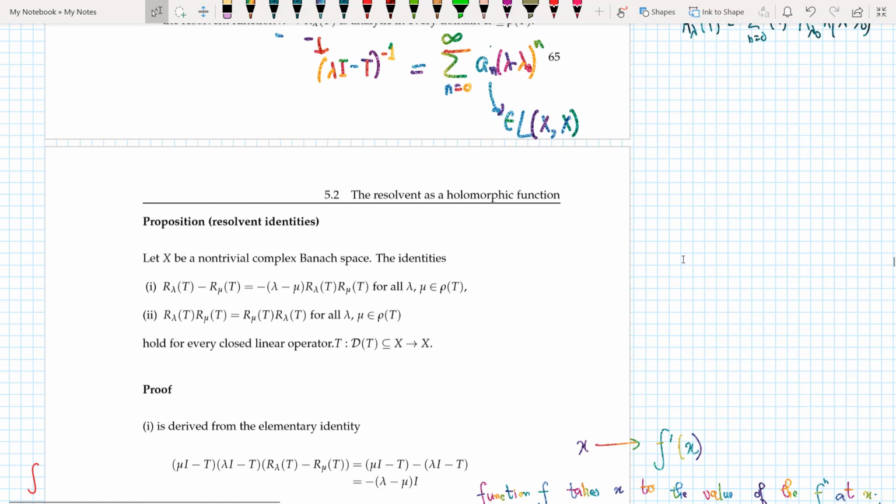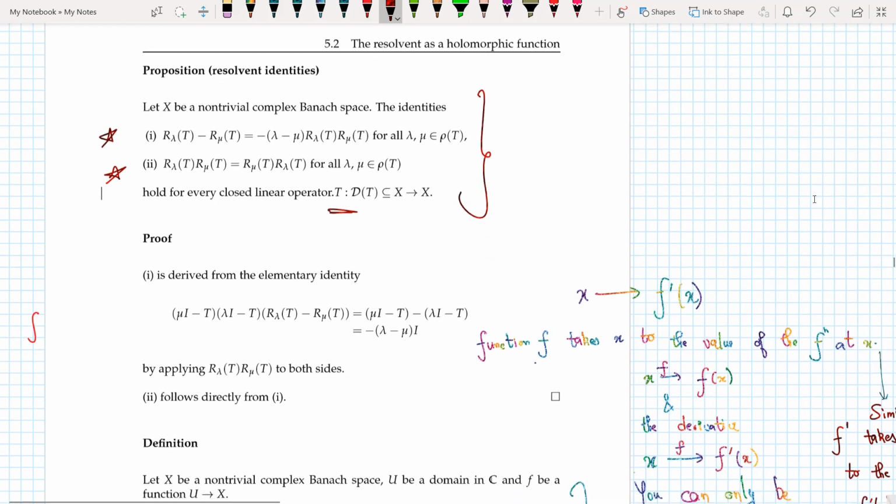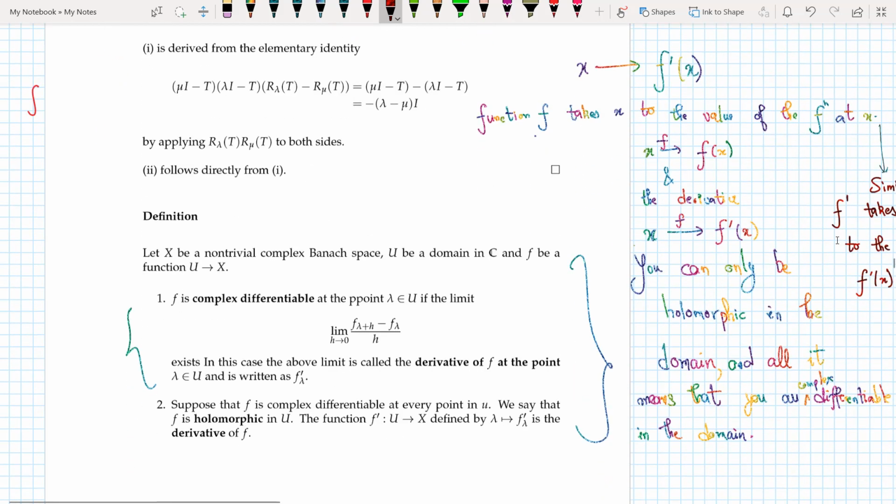So I have this proposition of resolvent identities, and it's just linear algebra, and I just need to make sure that my linear operator T is closed. So these two identities hold for closed operators, so they should also hold for continuous operators. They are very trivial proofs, but after that we go to some really full power topics. Before I get into them, I would like to tell you a few things about all these functions, how they are behaving.